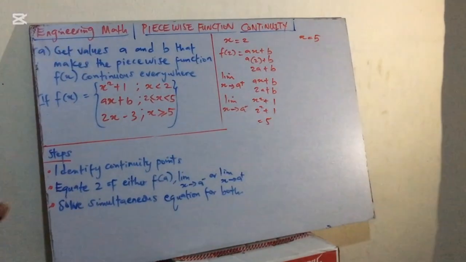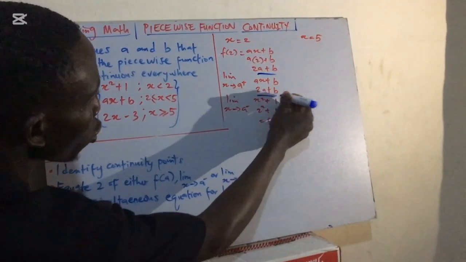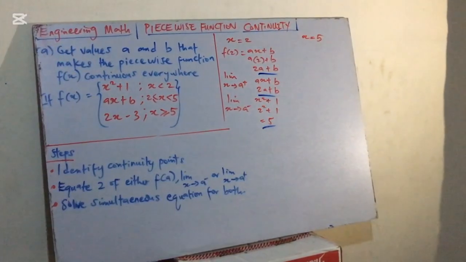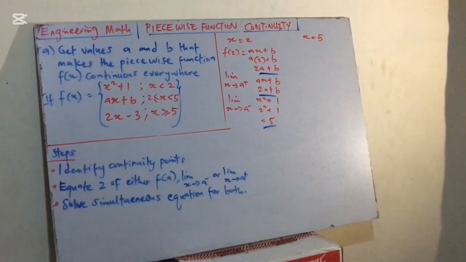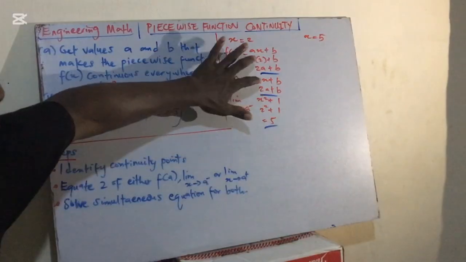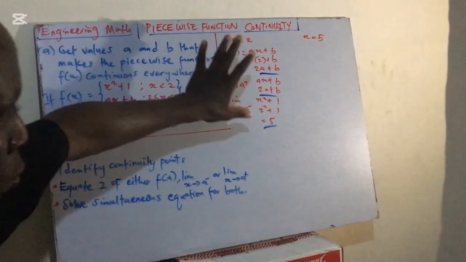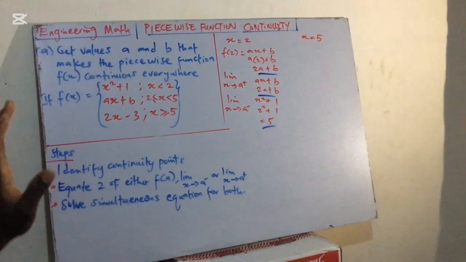Now we can use any of these equations. We've gotten 2a plus b, we've gotten 2a plus b, we've gotten 5. I can choose to use any of these equations to solve, but to make it simple for me, since I have a constant here and these two are the same thing, they are all equal to the same number, we want to take the one that will satisfy us and make our work easier.